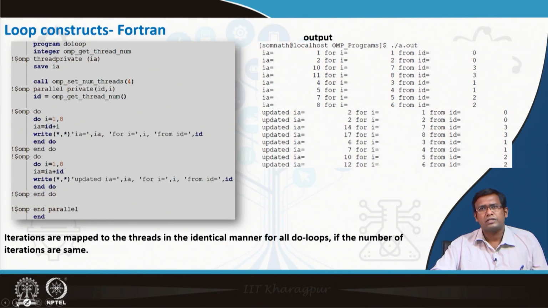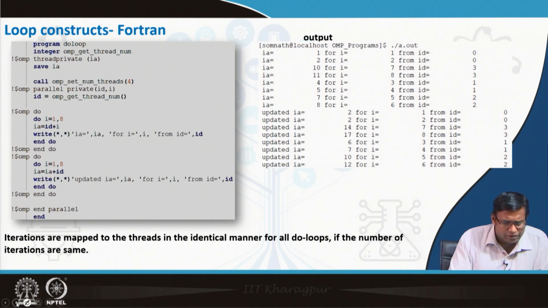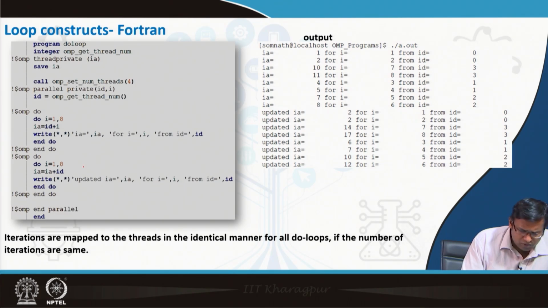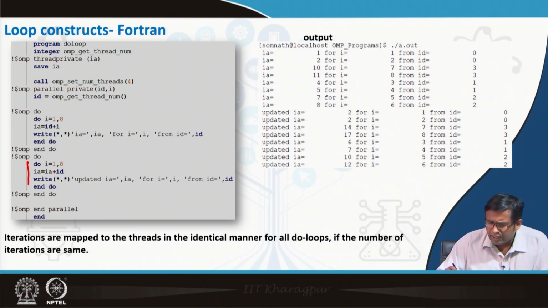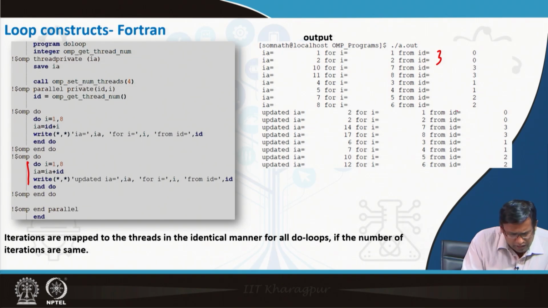If the number of iterations are the same, well, we will come into it later. So then we will see that there is also another do loop, do I is equal to 1 to 8, same number of iterations, which updates IA is equal to I plus ID. What is the value of IA, that is again added with IA. And we can see here iterations 1 and 2 are going to ID 0. Here also this is again parallelized the same way.